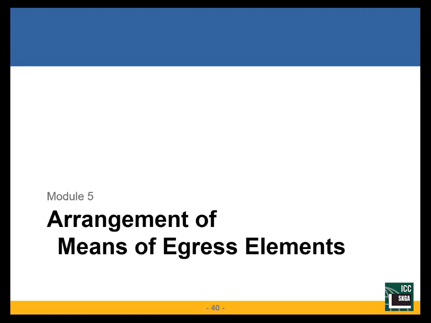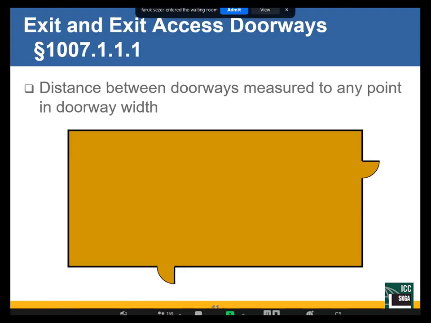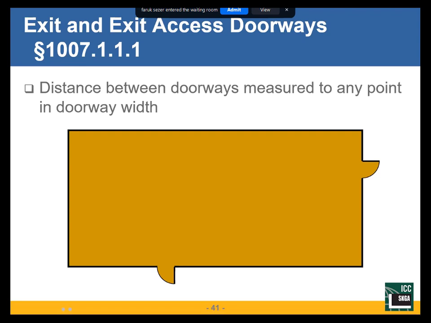So where do I put those exits? How do I arrange the egress? The code doesn't tell you exactly where they have to go, but it does have some parameters that they have to comply with. As soon as I have two exits required, I have to separate them so that they are actually two separate exits.